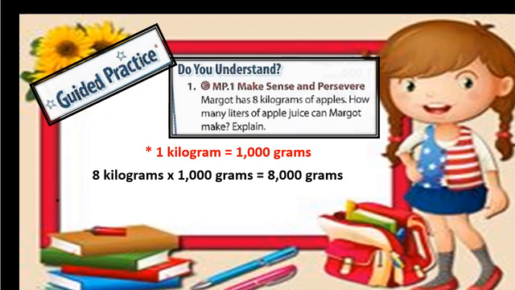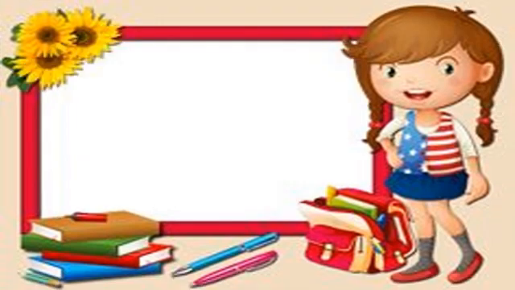And the next step is to convert the grams to liters. So we must remember that in 2000 grams, there is 1 liter. So we have 8000 grams. The 2000 grams, if you multiply it by 4, is equal to 8000. So meaning to say, in 8000 grams, there are 4 liters. Now let's proceed to Do You Know How.